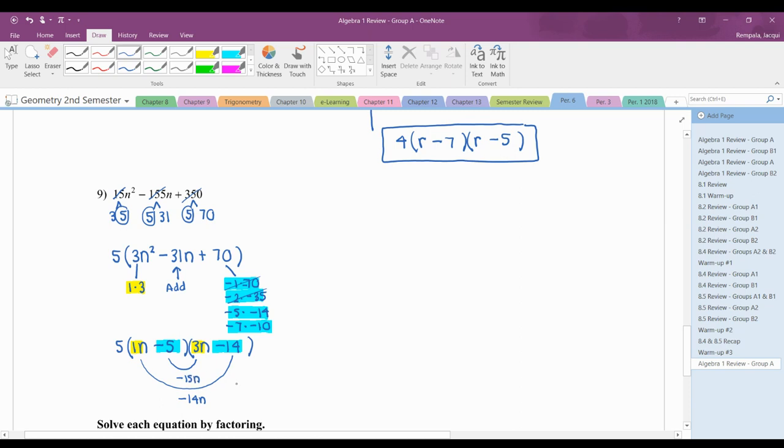Now I want to combine those 2 numbers. Is -15 and -14 going to give me my middle number in the middle? Notice that this gives me a -29n. So unfortunately, that doesn't work. So it's a matter of I either need to switch those 2 numbers around or I need to try the -7 and the -10.